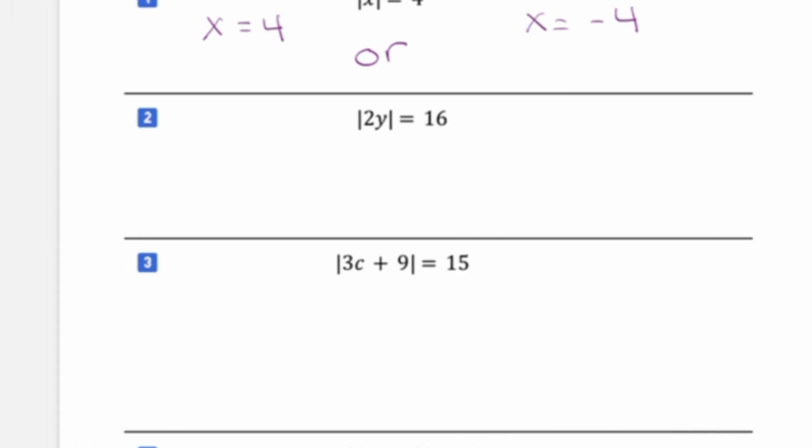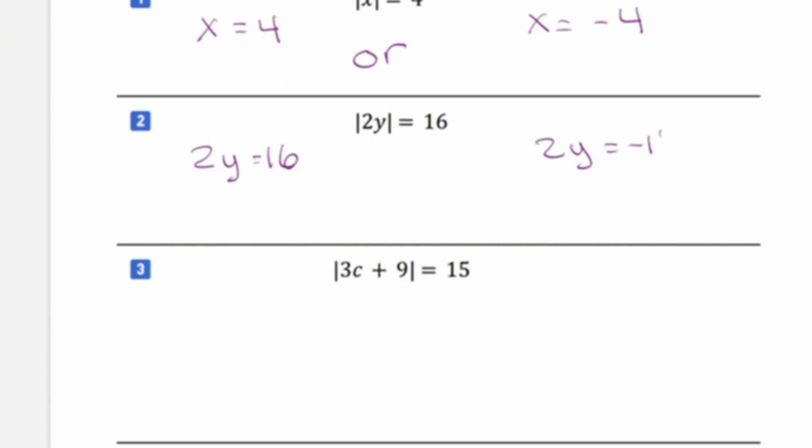Our example 2 takes it a little bit further. We have the absolute value of 2y equals 16. Notice the absolute value bars are by themselves on the left. So I'm going to jump to step 2 and I'm going to create 2 equations. 2y equals 16 and 2y equals negative 16. I'm going to solve both of those equations.